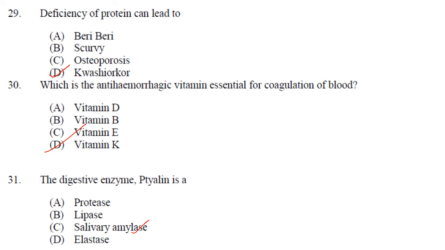Then which is anti-hemorrhagic vitamin essential for coagulation of blood? So that is vitamin K. Answer is option D. The digestive enzyme ptyalin is a salivary amylase. Answer is option C. These are all direct questions, that's why I am not explaining much.